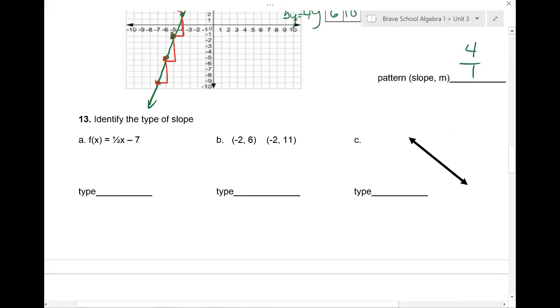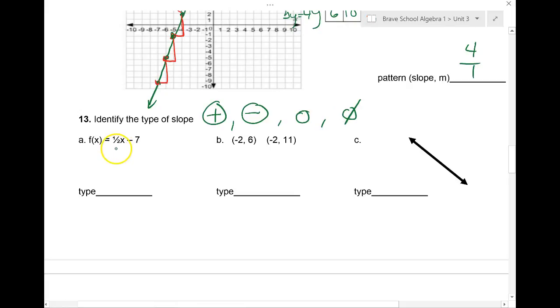next question asks you to identify the slope, meaning you're going to say whether the slope is positive. You can just write the word positive. You're going to say, is it negative? Is the slope 0? Or is the slope undefined? Those are your options. Okay?